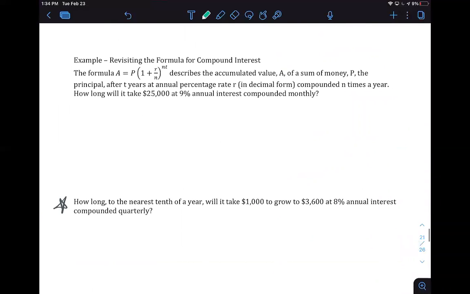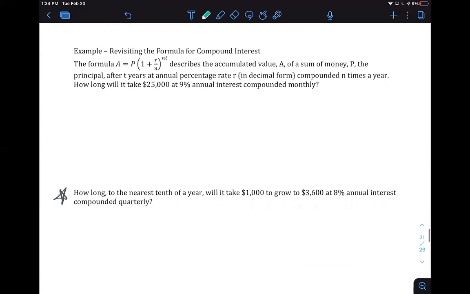All right. Last thing, application. An application of our compound interest formulas is, instead of finding the value of A or finding the value of P, we find the time it takes. So the formula A equals P times the quantity 1 plus r over n to the nt power is what we're going to be using.